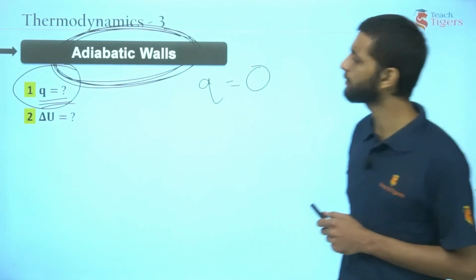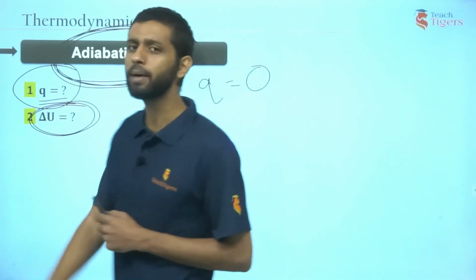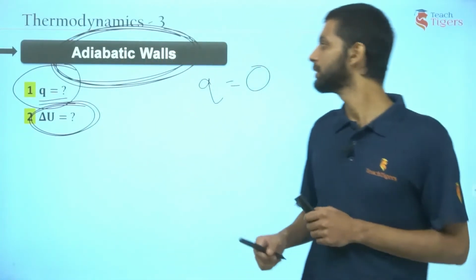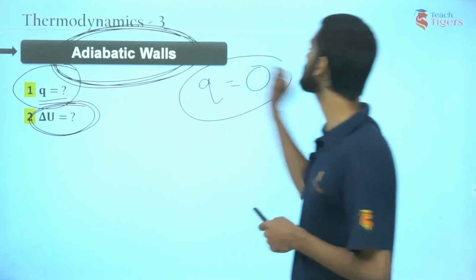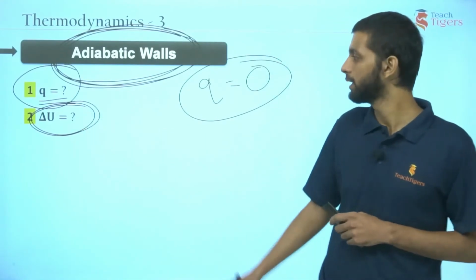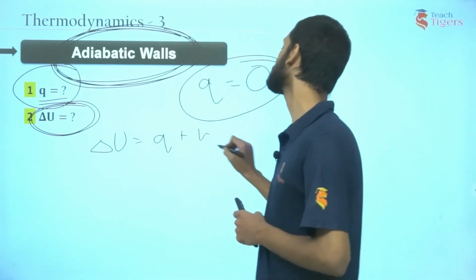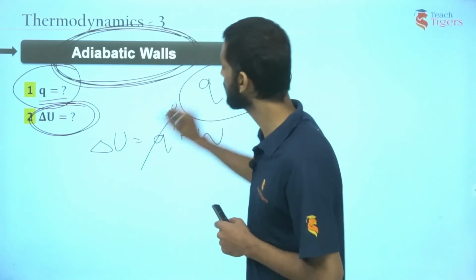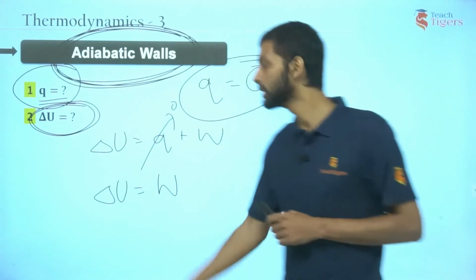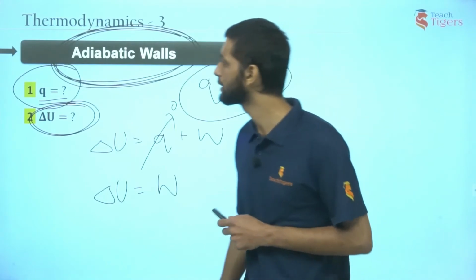Adiabatic walls. The next thing we have is change in energy. Very interesting question. So using the first law of thermodynamics, try to find out what is delta U. We already know Q is 0. The answer is that delta U equals Q plus W, because of the first law of thermodynamics. If Q is 0, then delta U is simply equal to work. So in case of adiabatic walls, the change in energy happens only with work, not due to heat.